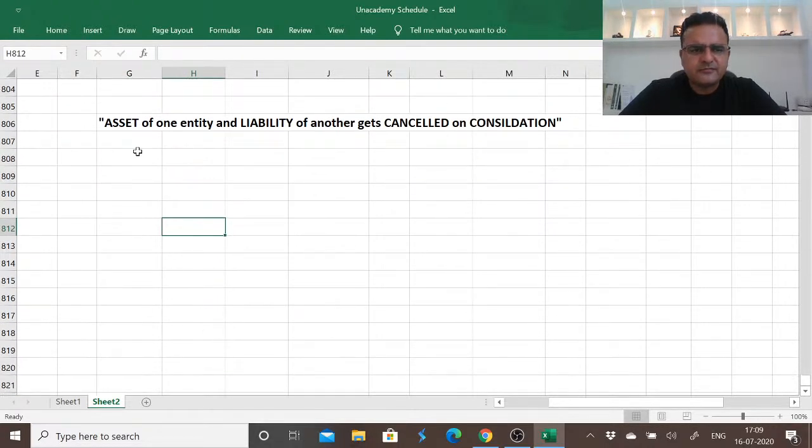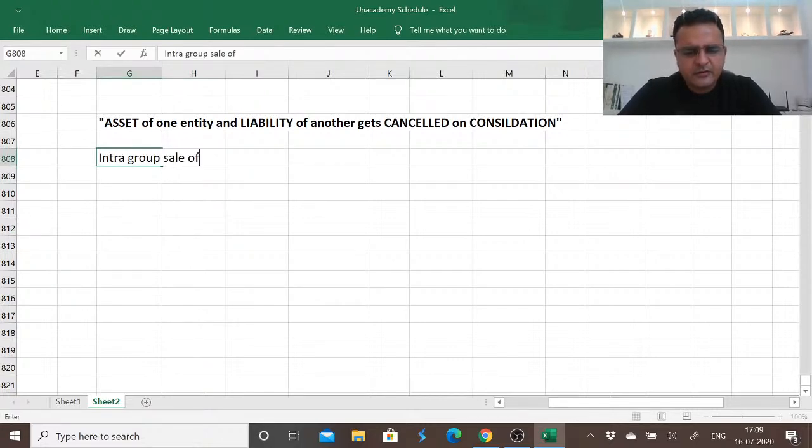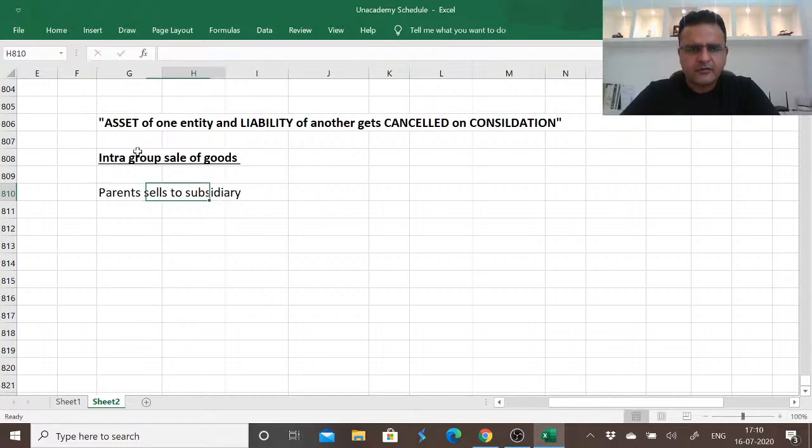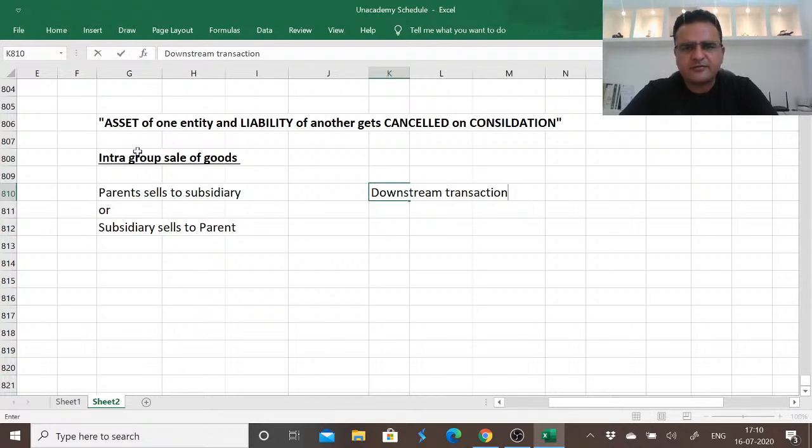Apart from them, there are intra-group sale of goods. In intra-group sale of goods, parent sells to subsidiary or subsidiary sells to parent. They are also known as downstream transactions and upstream transactions.